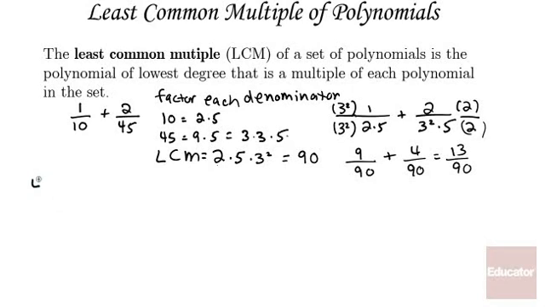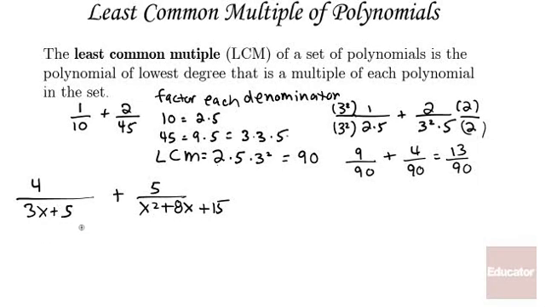For example, 4 over x squared plus 3x plus 15, plus 5 over x squared plus 8x plus 15. First, I'm going to factor each denominator just like I did up here to find the least common multiple.